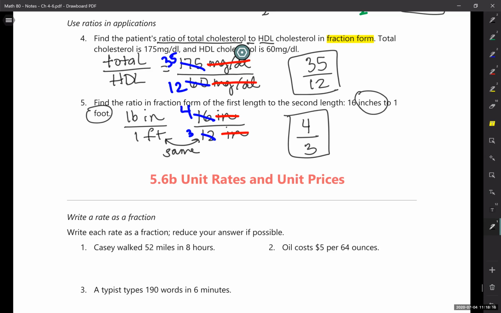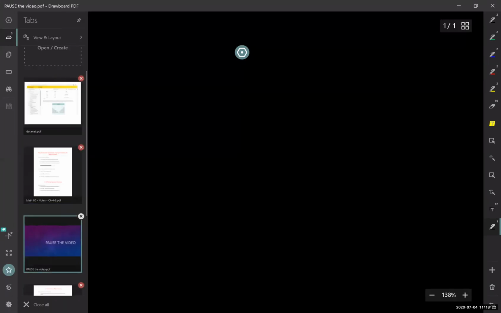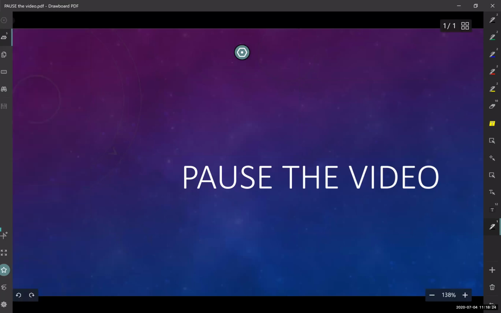Ratios have no units. And I really encourage you to take a break right now, because this next section is similar but different, and I don't want you to get the two mixed up. So go ahead and take a break, do the homework assignment, and I will be here when you get back.